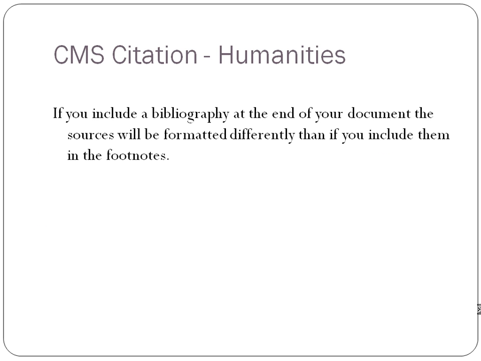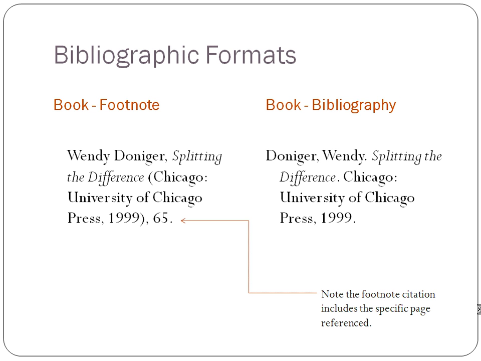If you include a bibliography at the end of your document, the sources will be formatted slightly differently than if you include them in the footnotes. Here's an example for a book. The most important difference between these two citations is that the citation located at the bottom of the page includes a page number. This page number indicates where in this book the writer found this particular piece of information. The bibliographic entry at the end of the document doesn't have this specific page number.